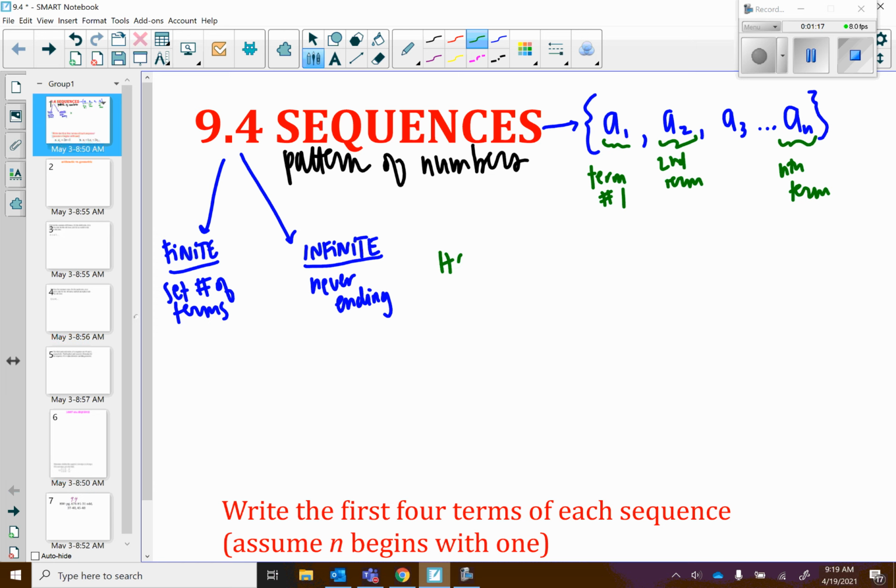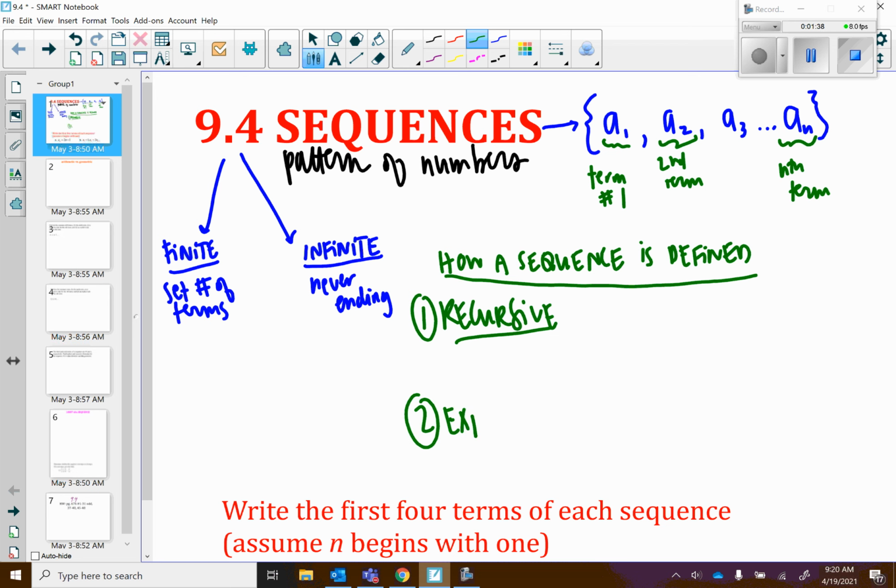How a sequence is defined. There are two different ways that we can define a sequence. We've got a recursive definition, and we've got an explicit. If you think about what those words mean in your everyday language, to be recursive means kind of happening again, recurring. And to be explicit, obviously, if we were talking about language, it would be like inappropriate language, but to be explicit means to be extremely clear. So we can kind of use those to help us with our definition.